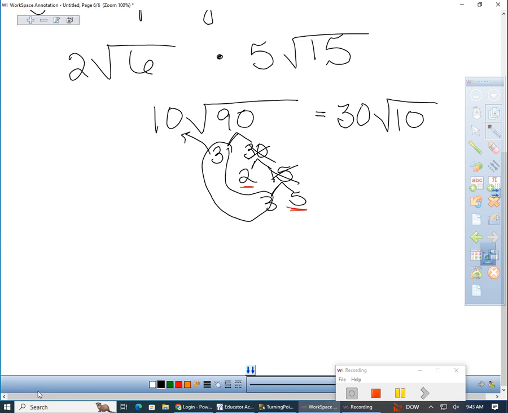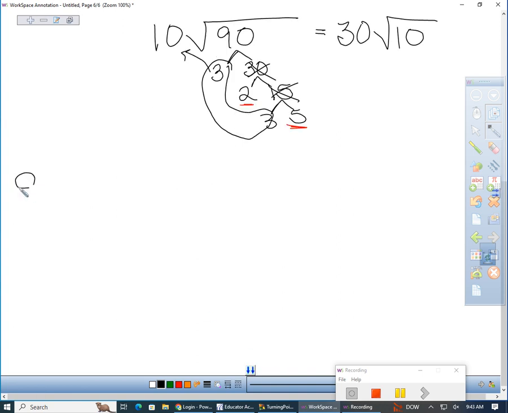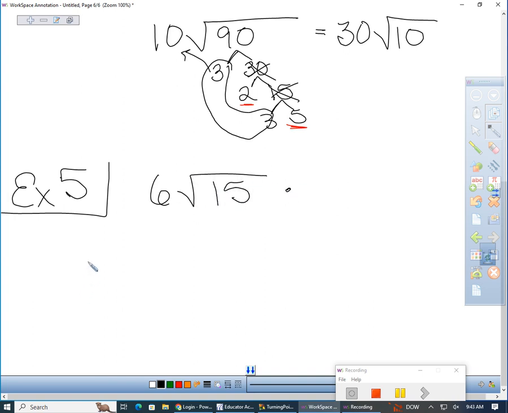Okay. So this is one last example. One more. Okay. So this is example what? Oh, that's it? Oh, man. Okay, example 5. Let's say we have 6 square root 15 times negative 5 square root 10.